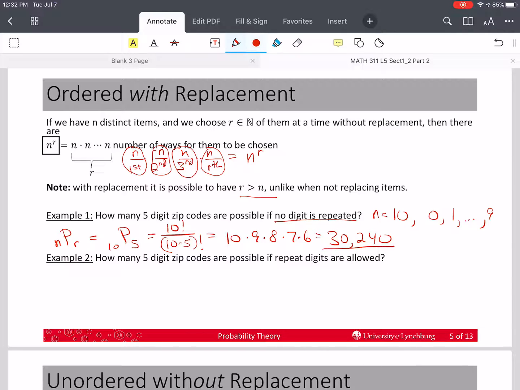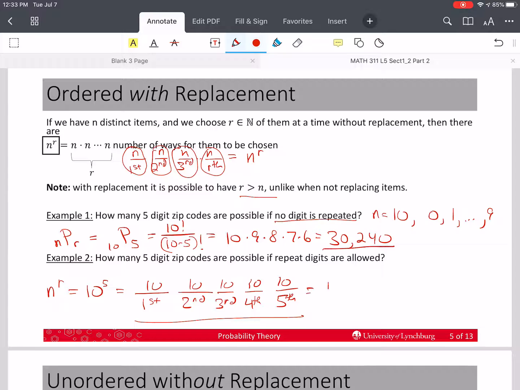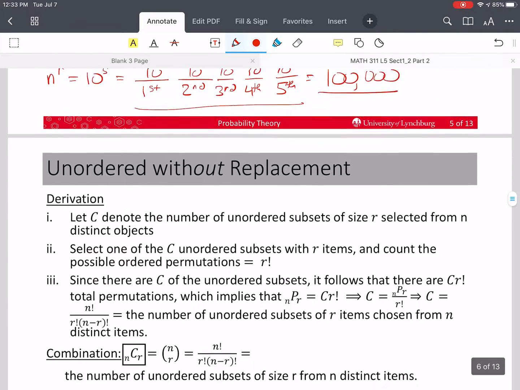Now, what if we can repeat the digits? Well, in that case, we're going to have n to the r, because we're replacing them. And so this is going to be 10 to the 5th, which could be written, if you want to think of it this way, the first, second, third, fourth, and fifth, 10 each. So you can either use the formula or you can write it out like I did just here. And in any case, you're getting the same answer, which is 100,000. So that's more than 3 times the number of zip codes allowed under non-repeating digits.